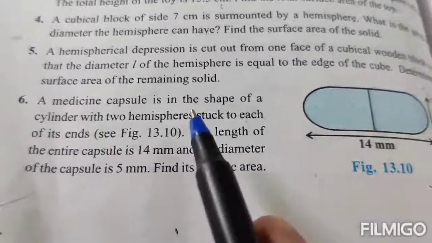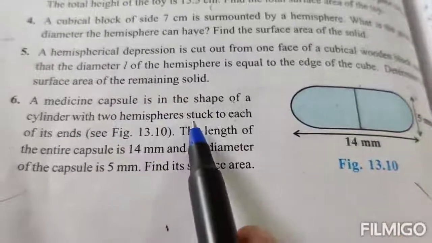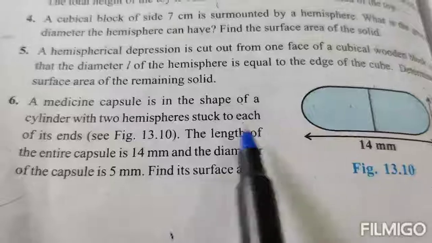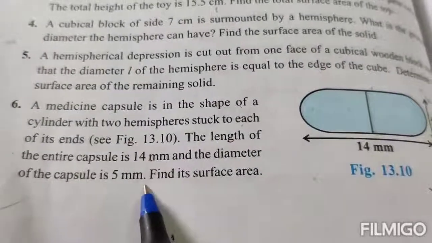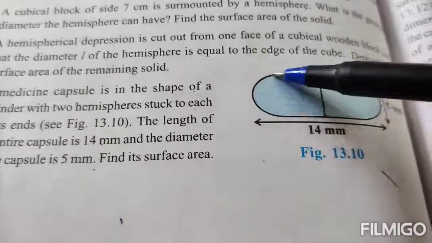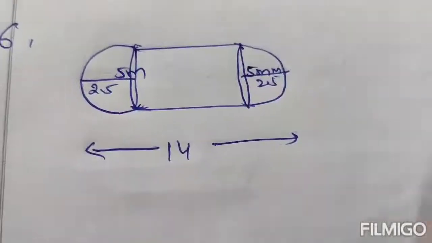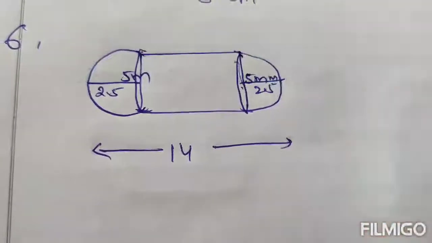A medicine capsule in the shape of a cylinder with 2 hemispheres stuck to each other of its ends. The length of the entire capsule is 14 mm. Diameter of the capsule is 5 mm. Find the surface area. A cylinder attached with 2 hemisphere ends. Okay. This is the figure. 5 mm diameter. Therefore, radius equal to 2.5.